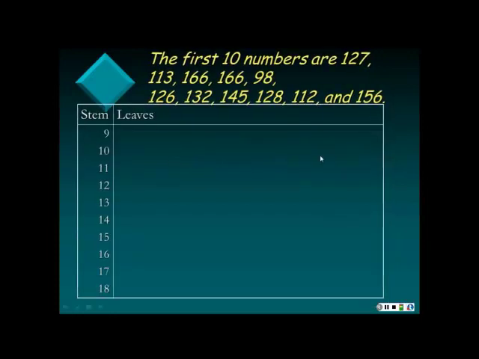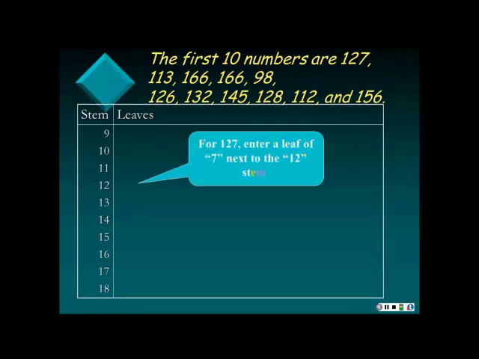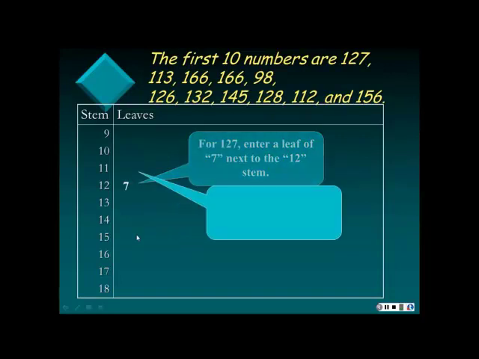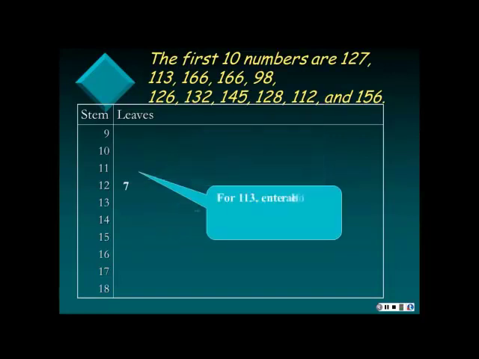So here are some values in the data set, 127, 113, and so on. Let's look at the 127. We'll go over to the 12, that's 120, and then add a 7 next to that. That's 127. Then for 113, we'll go to the 110, the 11, and put in a 3 next to that stem.